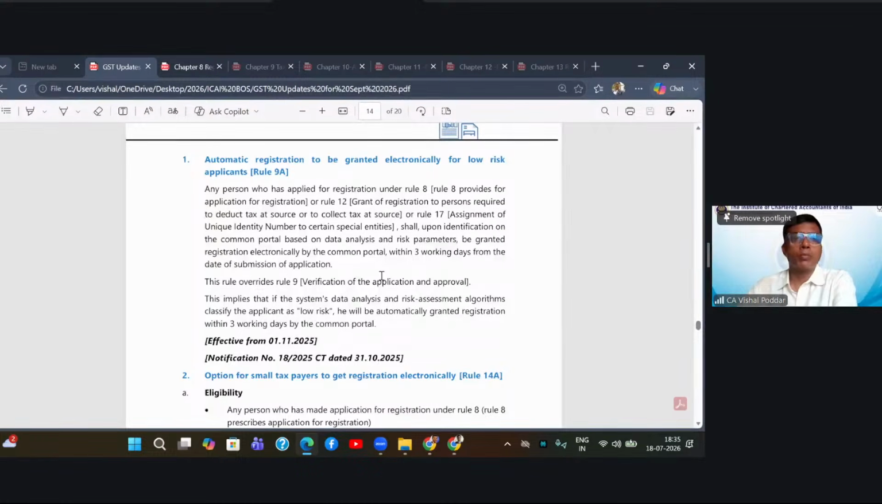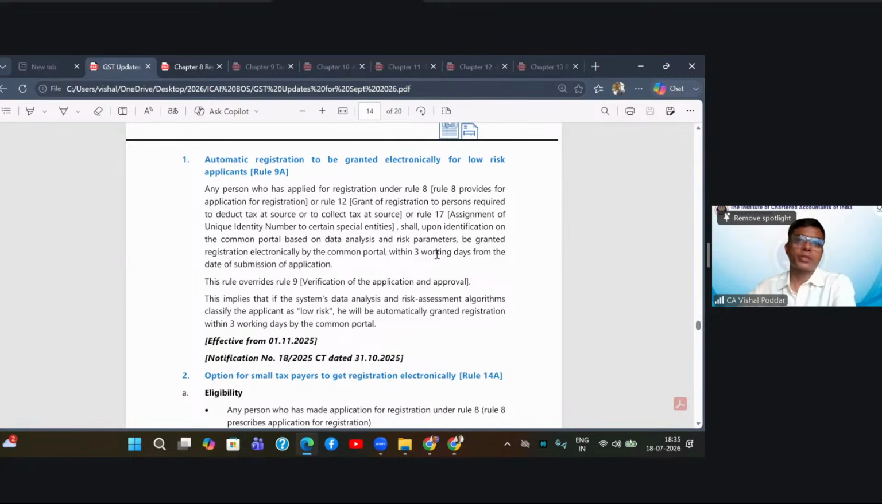However, to promote business and to allow small businesses which are of no risk, a new facility has been introduced by way of Rule 9A. And this is a very recent one. It is introduced with effect from 1st of November 2025. What it says is that a person who has applied for registration, and upon identification by the common portal on the basis of data analysis and risk parameters is found to be a non-risky person, will be granted registration within 3 working days.